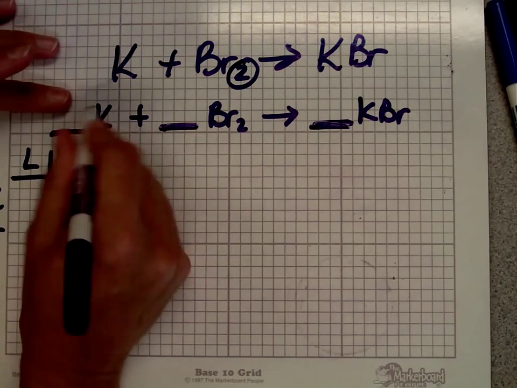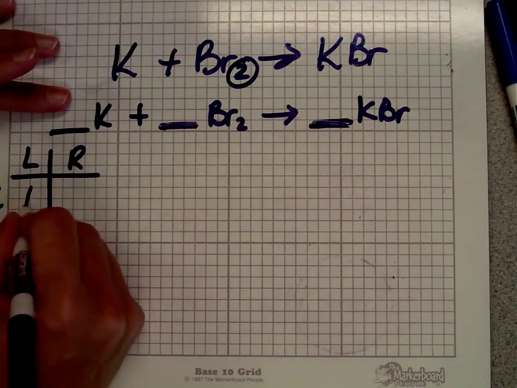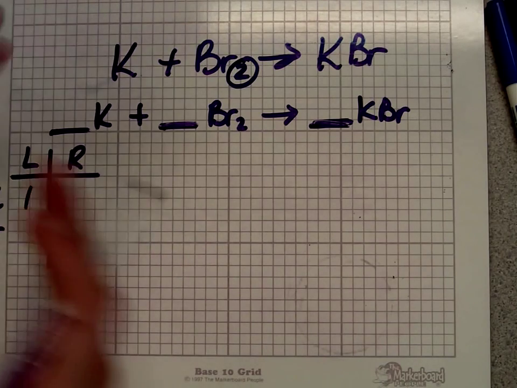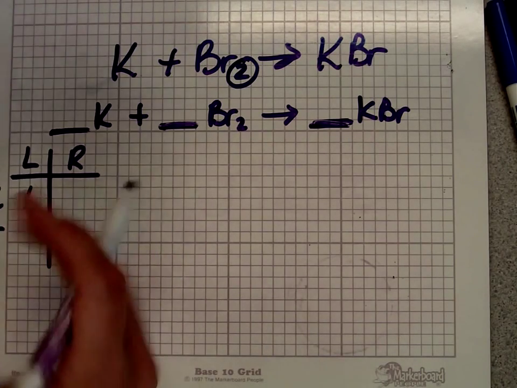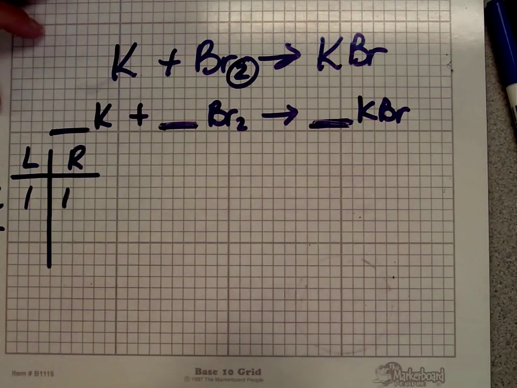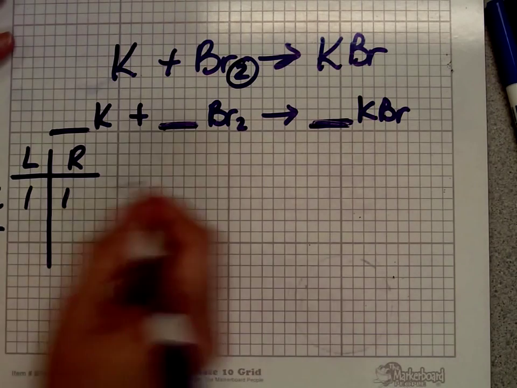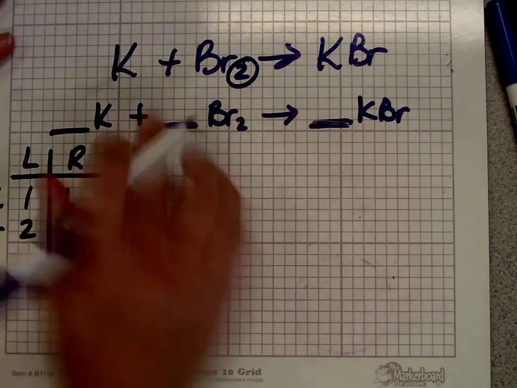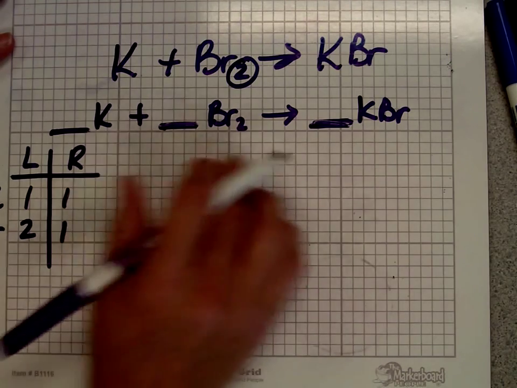Now I start counting. How much potassium do I have on the left? I have 1. It could be 1 mole, it could be 1 atom, depending on the size of your equation, but we're going to say 1 mole. I have 1 mole of potassium on the right. That's what I want to see. I want to see the same number on the left and on the right. How much bromine on the left? 2. How much bromine on the right? 1.